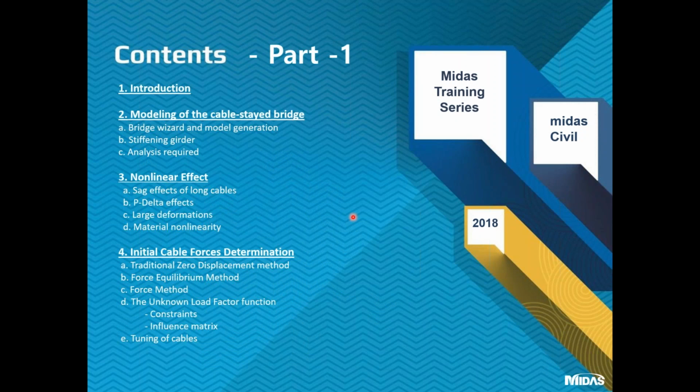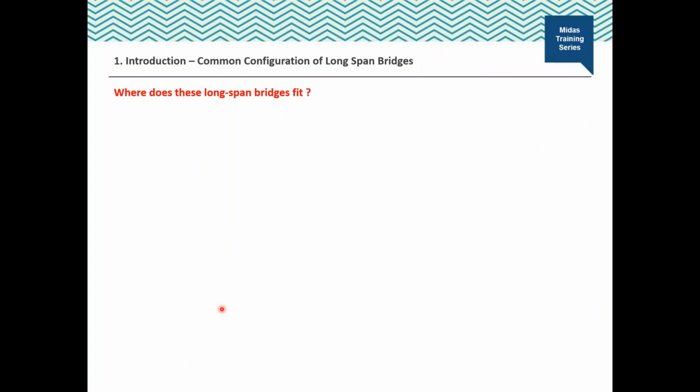All right. The contents of this presentation will be divided into two parts. First, I'll give you the introduction. Second, the modeling of the cable stay bridge. I'll show you how we can use the wizard to quickly generate the cable stay bridge model. Then we'll see how we can build the nonlinear effects into the model. And then we'll see how we can determine the initial cable forces through one of our methods, called the unknown load factor method, which is built in MIDAS Civil.